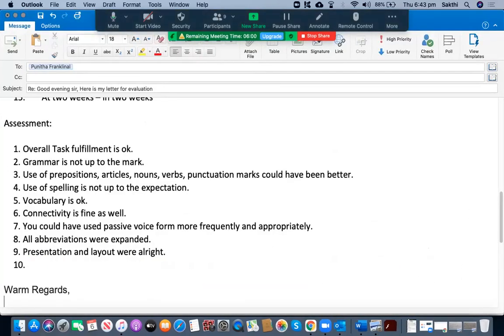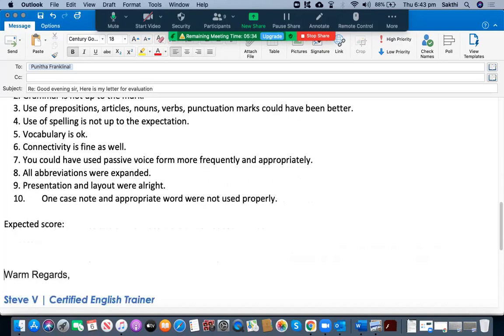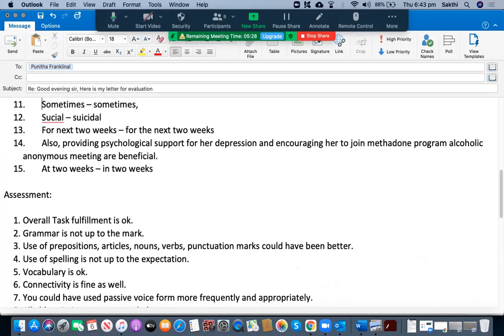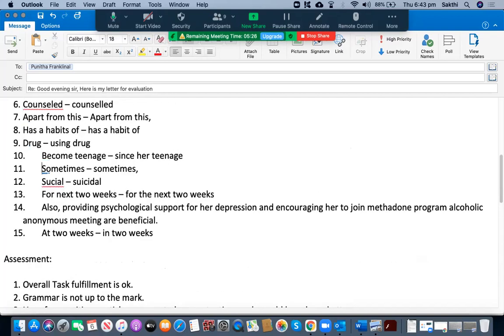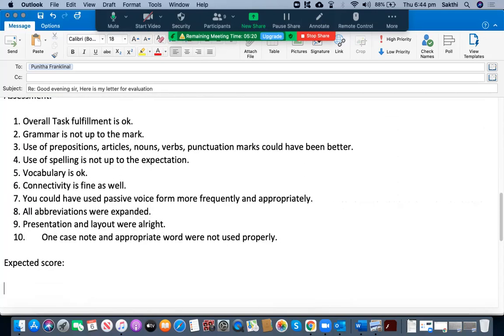So I think one case note and appropriate words weren't used properly. That's one issue. Because you should have mentioned those things, addicted to, and memory loss, all those things. Looking at the mistakes that you have committed and their frequency plus the severity, to me, this one can get you perhaps 280 maximum.